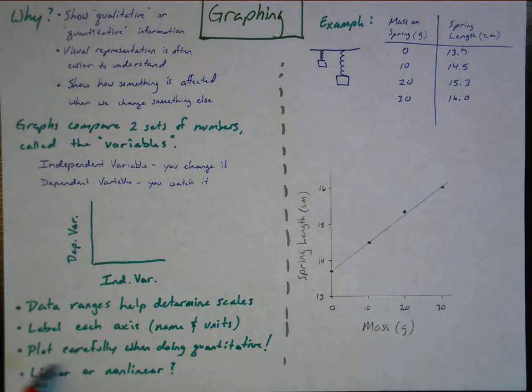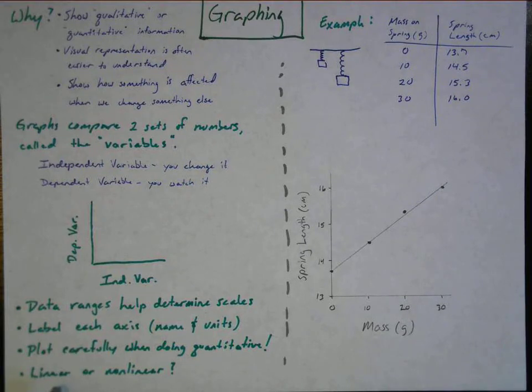You need to plot carefully when doing quantitative graphing. Where the points go on the graph matters, because if you do it in a sloppy fashion, you might not see the pattern that you are supposed to see, or the pattern that actually exists there in real life, because the graph might be made in too sloppy a manner.